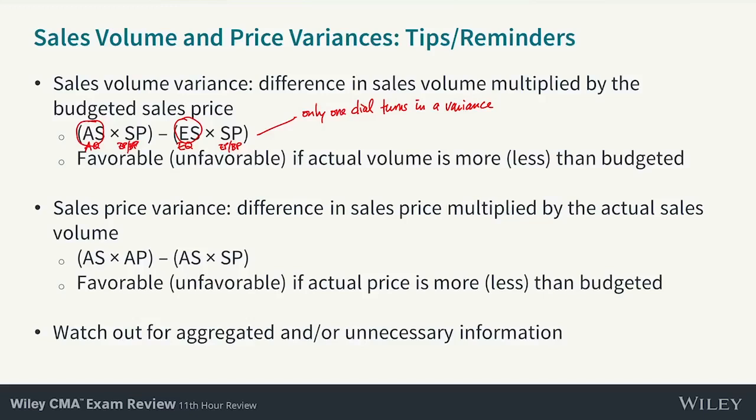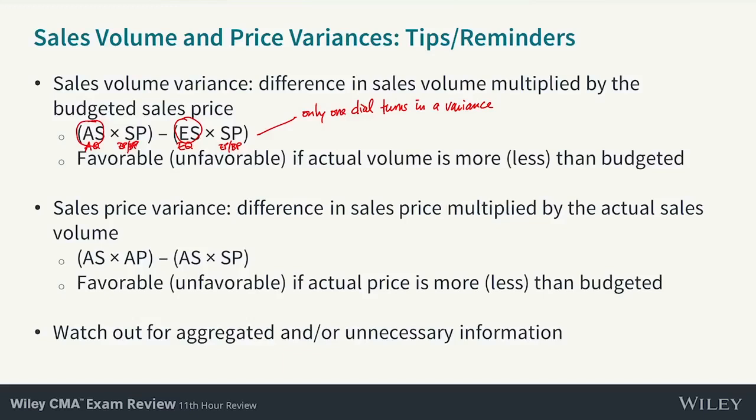And then the interpretation of the variance is simply this. It is favorable if actual volume is more than budgeted. It is unfavorable if actual volume was less than budgeted. So fairly straightforward interpretation that's not hard, I think, to understand intuitively.